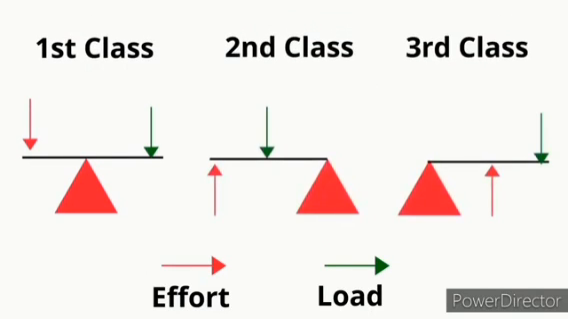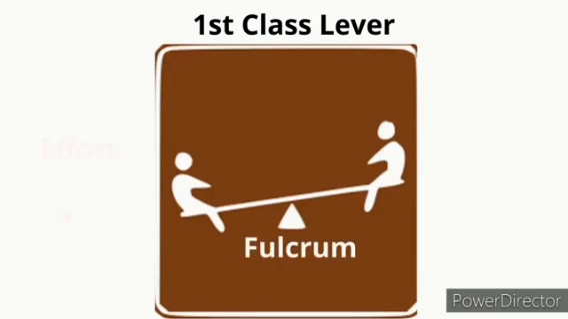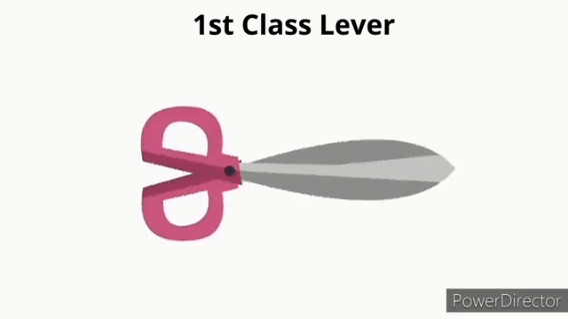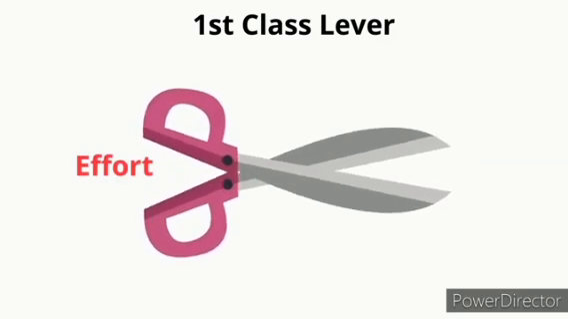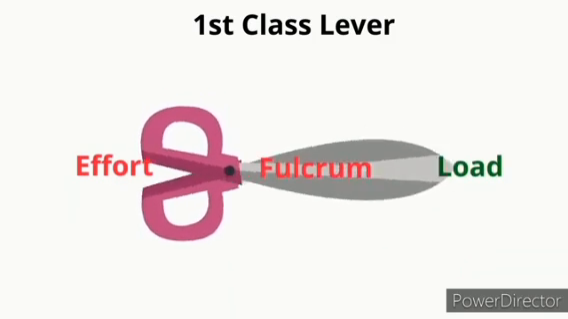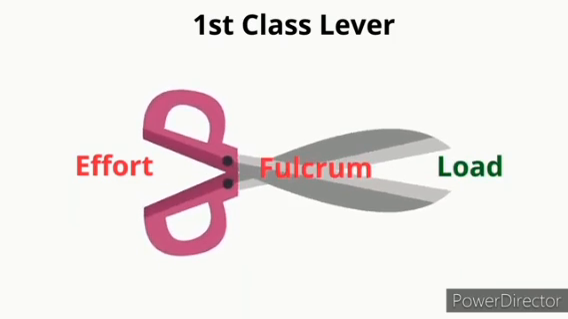With a first class lever, the fulcrum is in the middle and the force is on one side and the load is on the opposite end, much like this seesaw. Other examples include scissors. Here's the force, the fulcrum, and the load, and pliers.